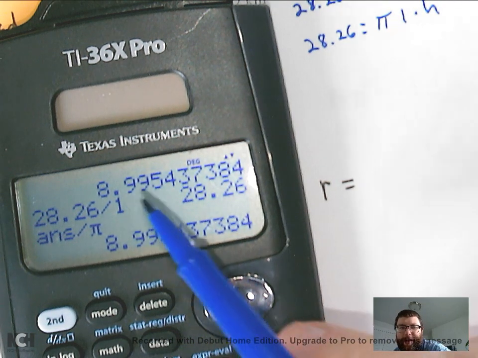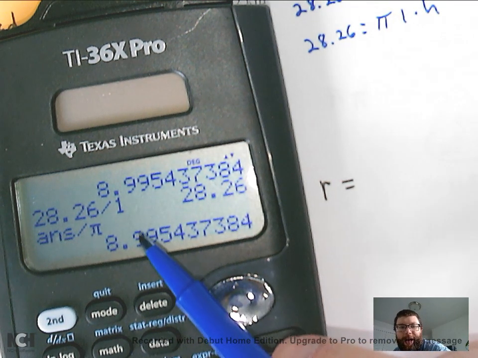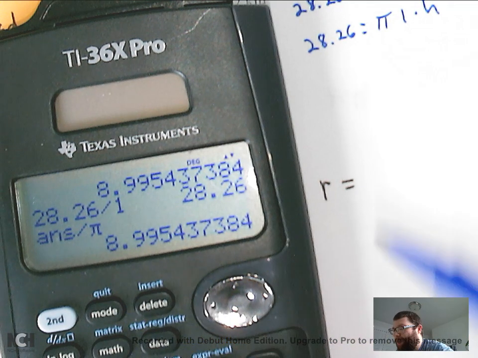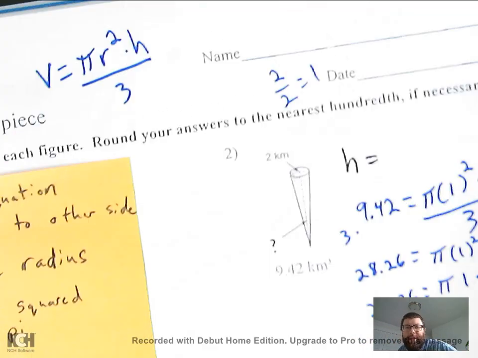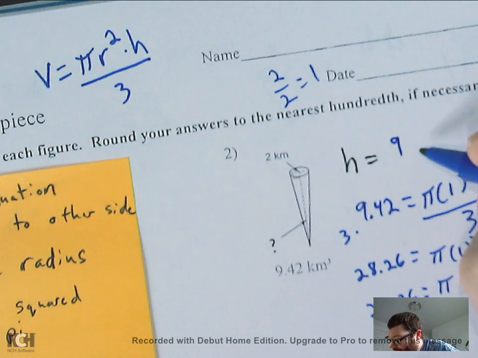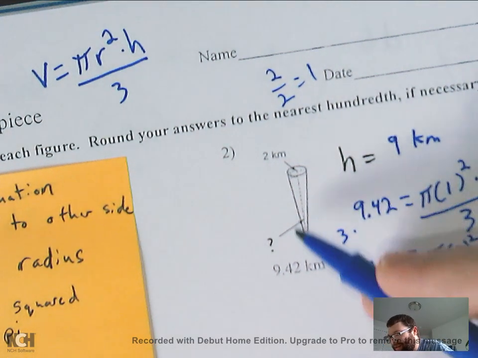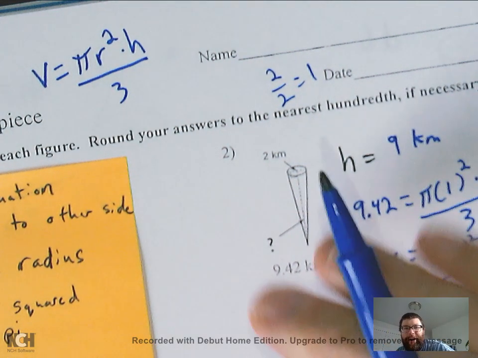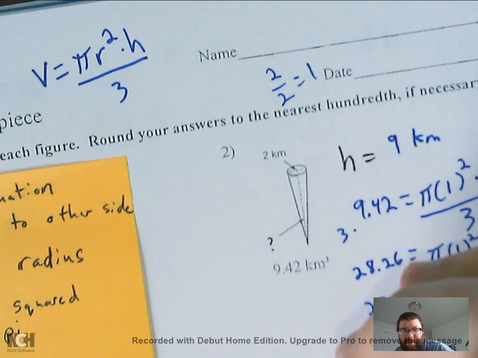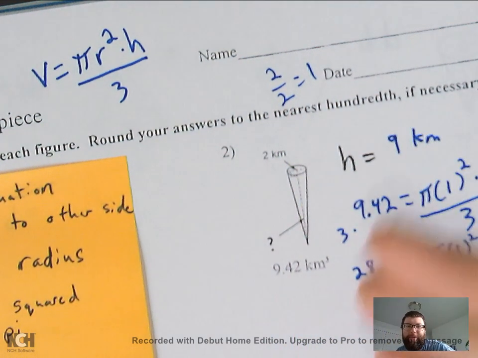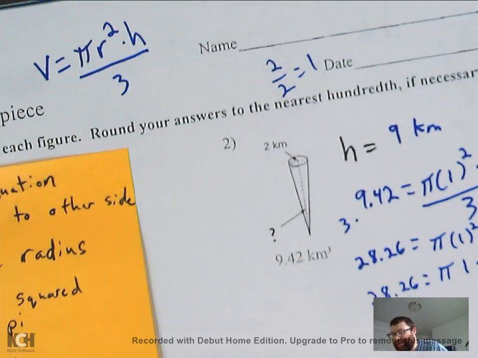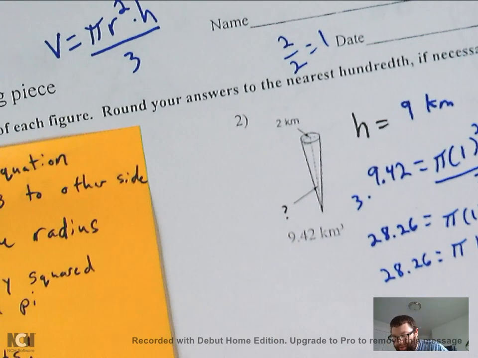Basically, the height is going to equal 8.995, and we want to round it to the nearest tenth. So round it up, that would go up, that would go up. The height is just going to be 9 kilometers. It's a big cone. And it's not kilometers squared or cubed because it is just the height. It's one dimension, right? Area is 2 dimensions. Volume is 3 dimensions. So if you want to think of it that way, that's basically where those exponents are coming from.